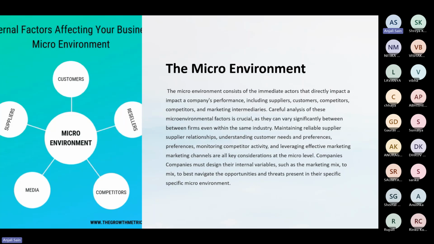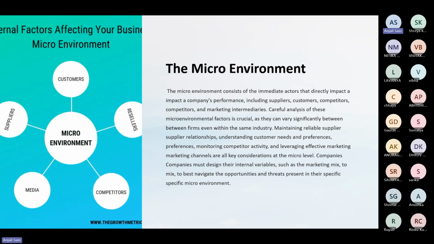ठीक है, micro factors में क्या होते हैं? These are the small factors on a micro level which affect my company's performance. This could be a supplier, customer, competitors, and the market intermediaries. Careful analysis of these micro environmental factors is crucial, as there can be significant differences between firms even in the same industries.